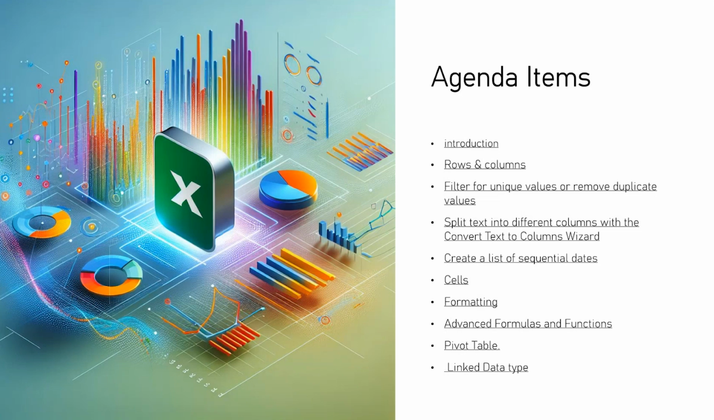And then we are going to see how you can filter unique values or remove duplicate values from your rows, columns, and cells. After that, we are going to see how to split text into different columns with the Convert Text to Columns wizard. We're going to see the formatting, the advanced formulas and functions, the pivot tables, and the linked data types that you can add to your tables. I'm starting with the basics at the beginning, so I'll make sure that everyone is on the same page. So when we deep dive, they are following us, and there's nothing that we have missed.